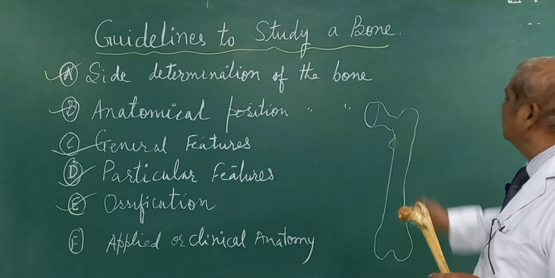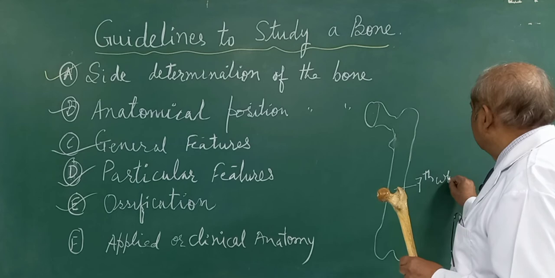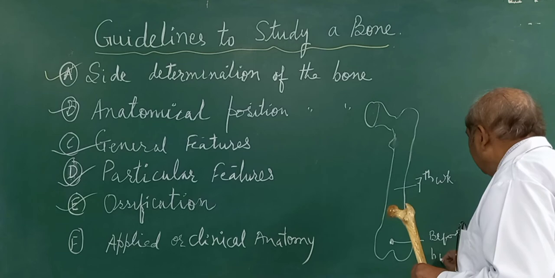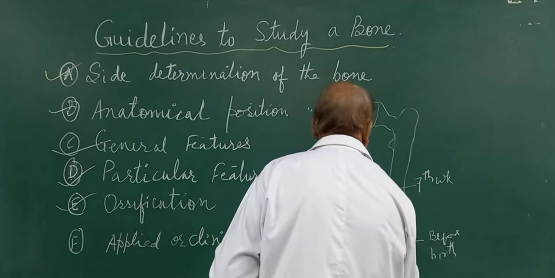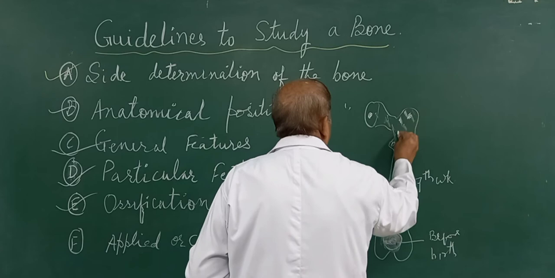Now here, for example, if the primary center appears in the 7th week of intrauterine life, just write 7th week, then a center appears for the lower end just before birth. Okay, write it here: before birth, or how many weeks after birth, how many months after birth. Here it appears just before birth. That is the secondary center. Then centers appear for the head, greater trochanter, and lesser trochanter at various times. Then they fuse and form a single epiphysis.